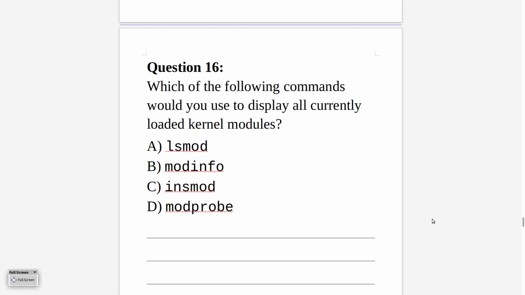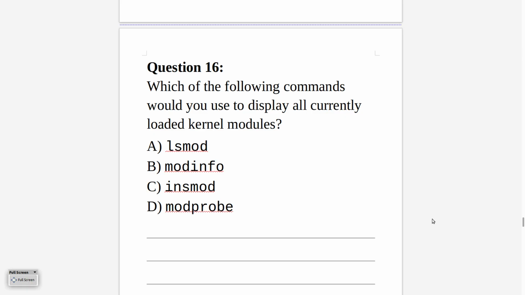Question 16. Which of the following commands would you use to display all currently loaded kernel modules? lsmod, modinfo, insmod, or modprobe? Okay, I've never heard of B and C. I'm pretty sure it's lsmod, ls being list, but I've heard of modprobe before. So I'm kind of 80% sure that it's lsmod, but I'm not sure.